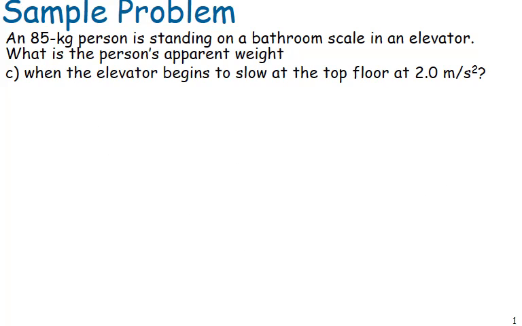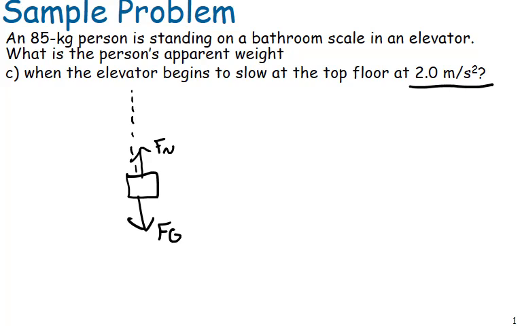All right, how about when the elevator begins to slow towards the top floor at 2 meters per second squared? So this is again, normal force going up, which is the apparent weight, force of gravity down, and it's going upwards and it's slowing. So go ahead and set up a free body diagram, or we'll set up some of the forces here. Again, positive up and then negative down, and then your variables, and then go ahead and solve for the apparent weight when the elevator is going to the top and slowing. So be careful there with your signs.